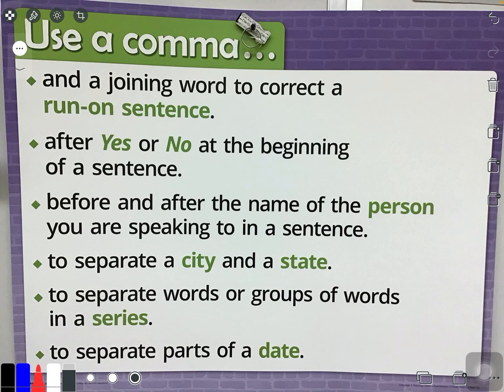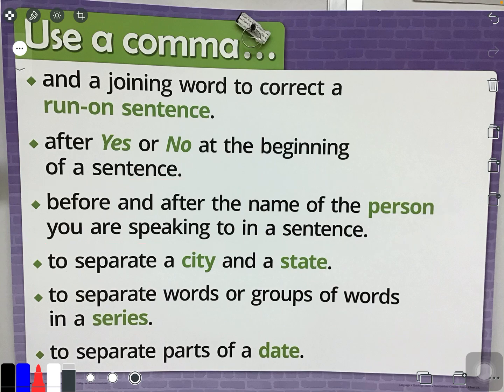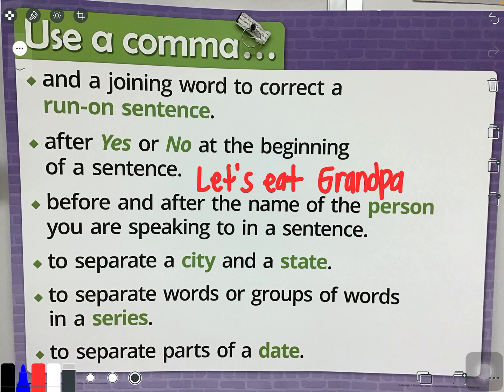Another instance where you use a comma is before and after the name of the person you are speaking to in a sentence. So if you're talking to someone, then you use a comma there. If you're talking about someone, you don't need to use a comma. It's been a while, but I hope you remember this particular funny instance. Let's eat, grandpa. Well, do you want to eat grandpa or are you talking to grandpa? You're talking to him, so you got to put that comma.